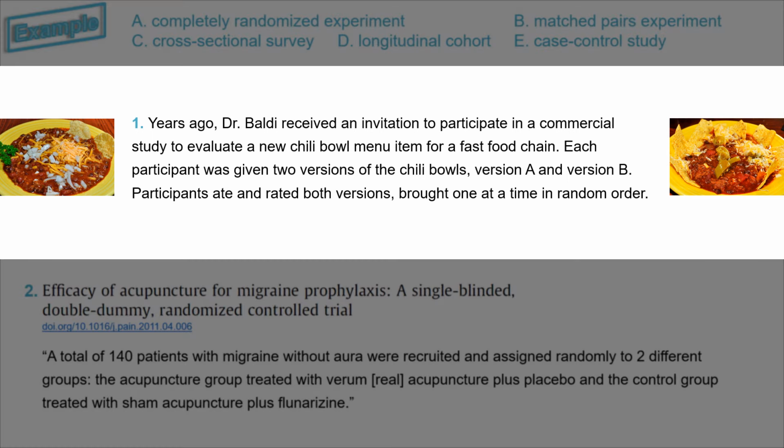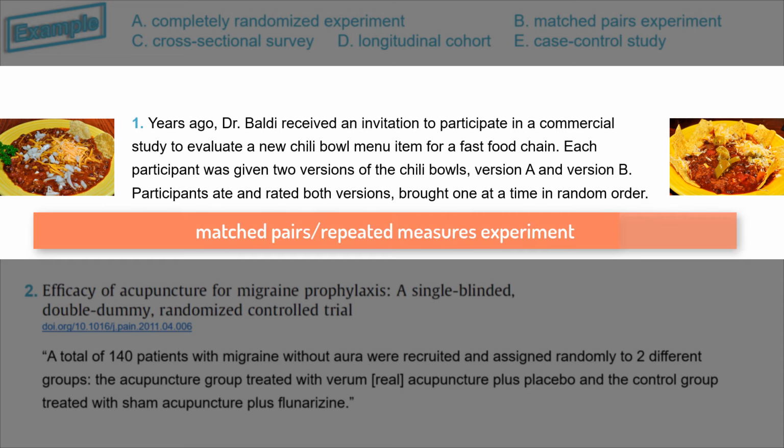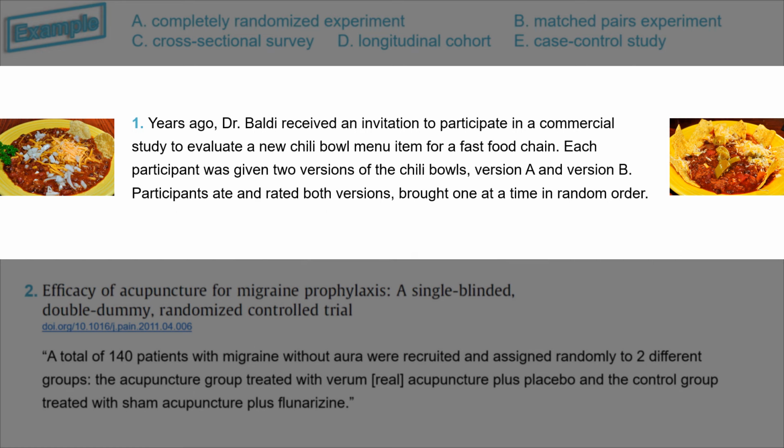In the first study, two different conditions were imposed: eating version A of a new chili ball versus eating version B of the new chili ball. We have repeated measurements here because each participant had to eat and rate both chili ball versions. The comparison in ratings can therefore be done at the individual level. The order of the food presentation was randomized to avoid the order becoming a confounding variable.